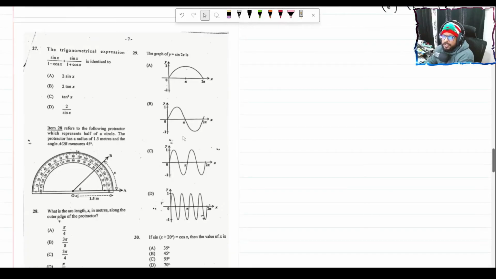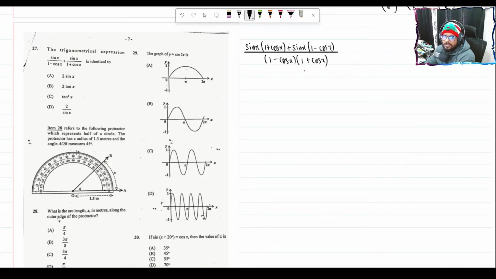The trig expression is identical to, I think, 2 over sine x. This was a repeat question, but it's been a while since I did these solutions, so let me go ahead and do it. I'll calculate my LCM over here. I'm going to get sine x into 1 plus cos x plus sine x into 1 minus cos x, divided by 1 minus cos x into 1 plus cos x.